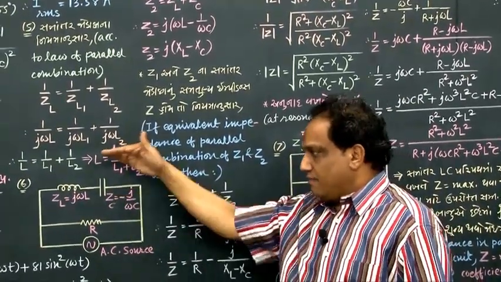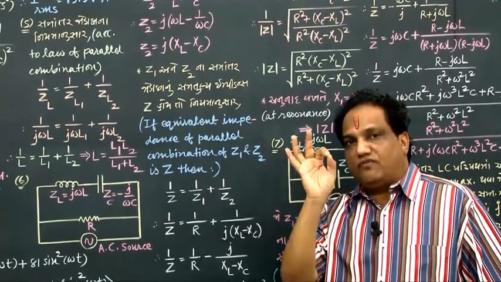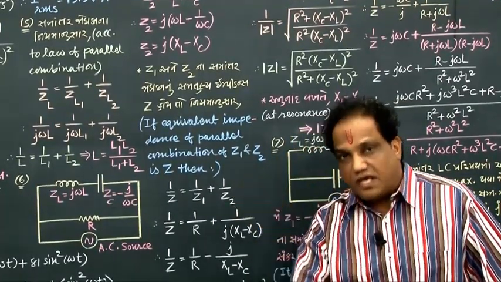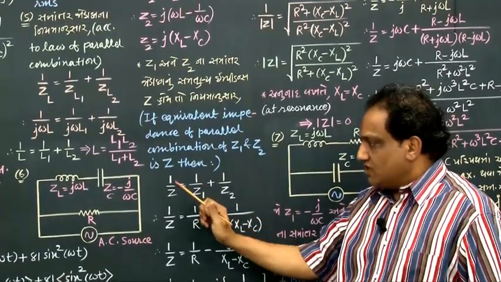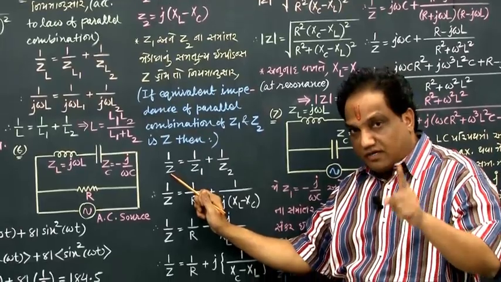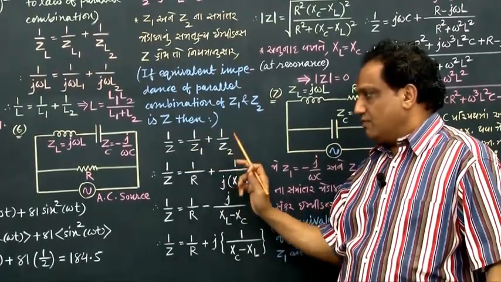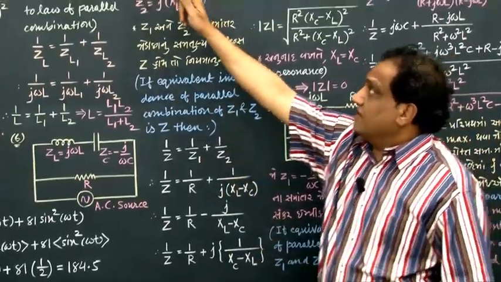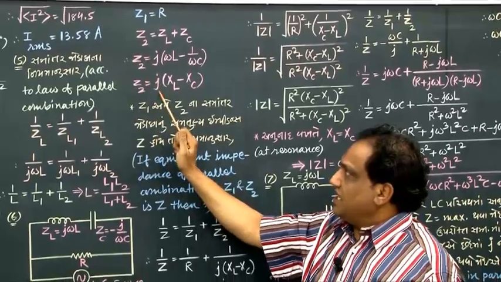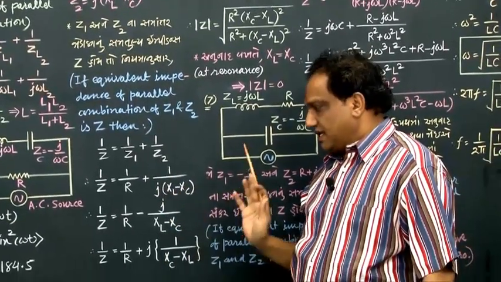Because they are connected in parallel, according to the law of parallel connection of impedances, if Z is the equivalent impedance, then 1 upon Z equals 1 upon Z1 plus 1 upon Z2. Correct? Z1 is R, and Z2 is j into XL minus XC.